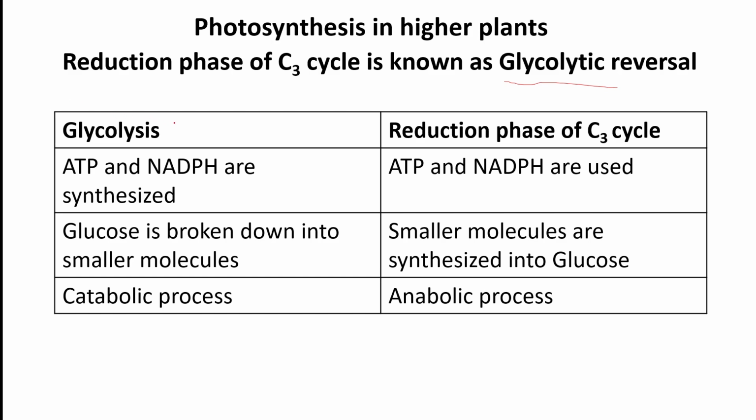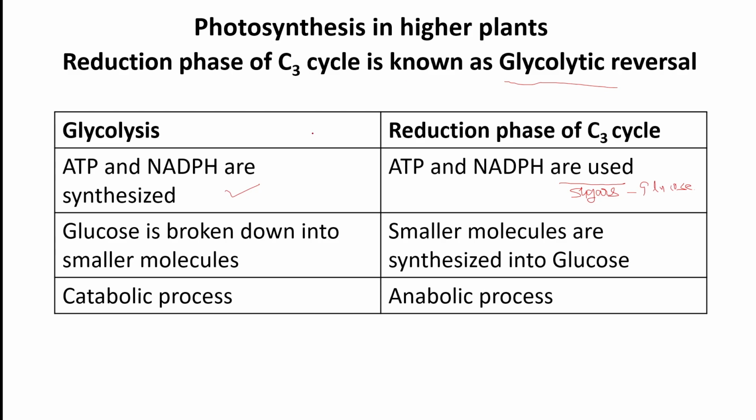So first we have to talk about glycolysis. In glycolysis, what happens? ATP and NADH are synthesized in glycolysis. Whereas in the reduction phase of the C3 cycle, ATP and NADPH are utilized for the synthesis of what? For the synthesis of sugars such as glucose, sucrose, and some other carbohydrates, starch and cellulose.